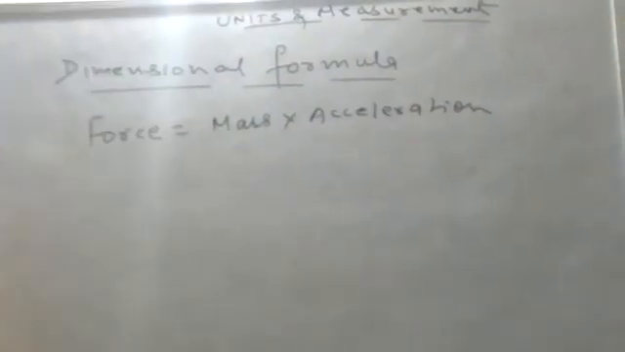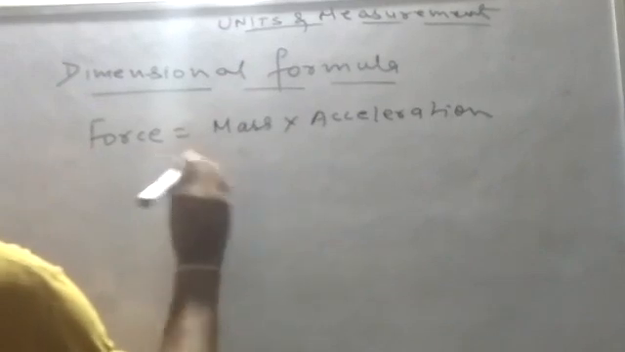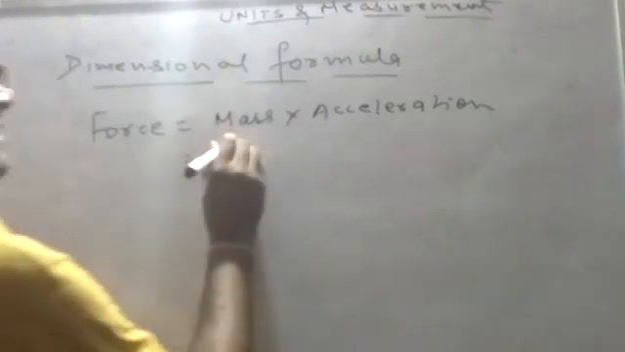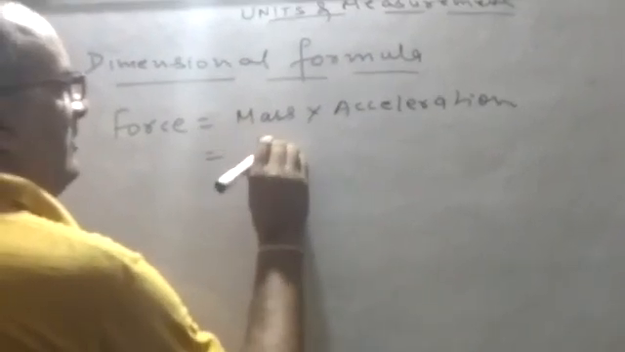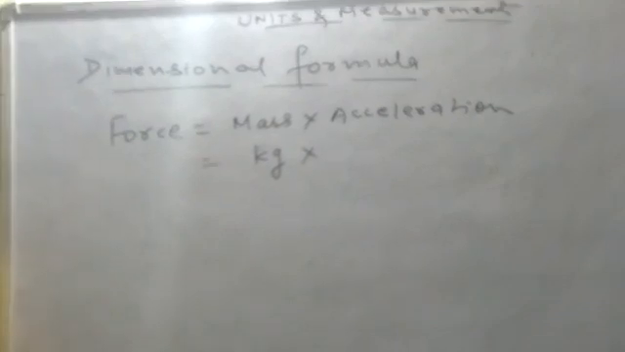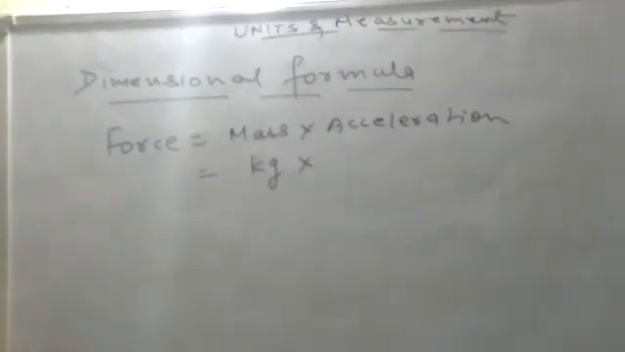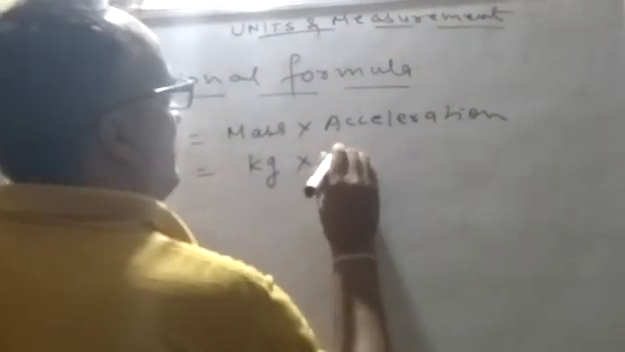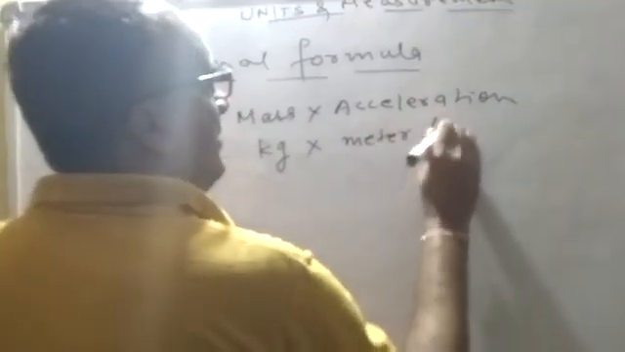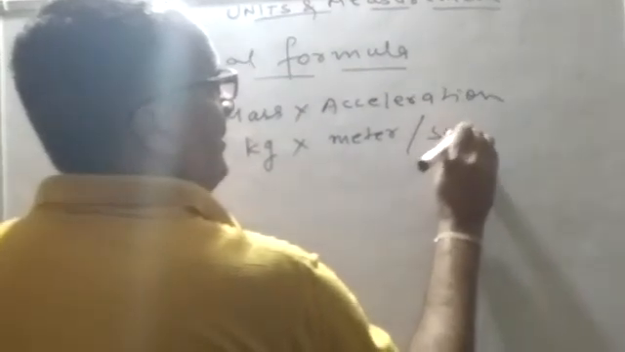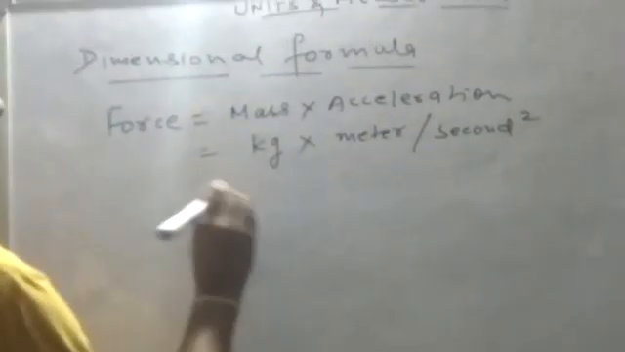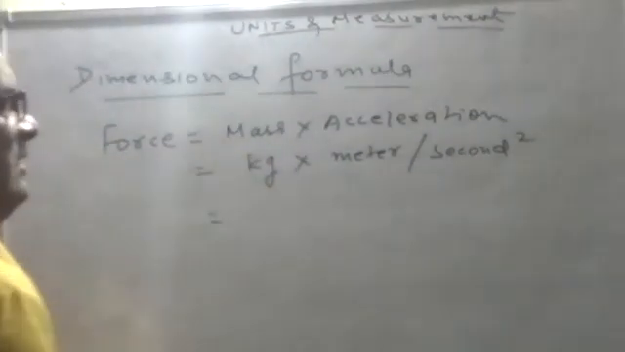Now, the mass. The SI unit of mass is kg. Acceleration, you will also study in class 9th, is meter per second square.